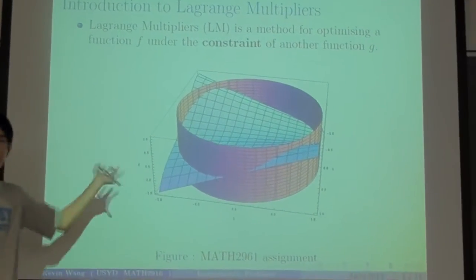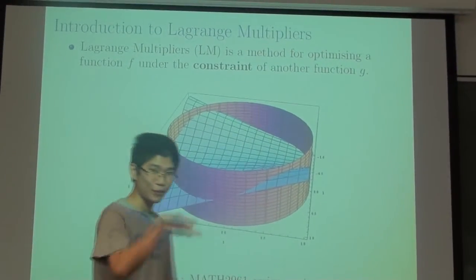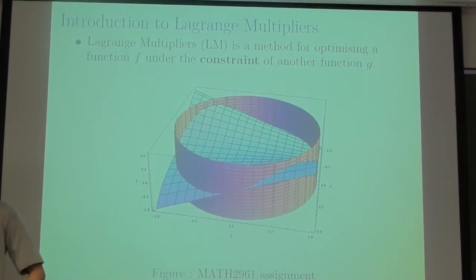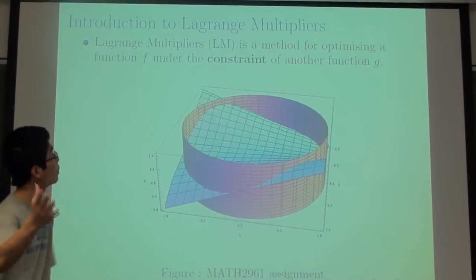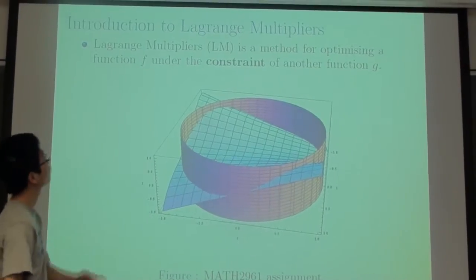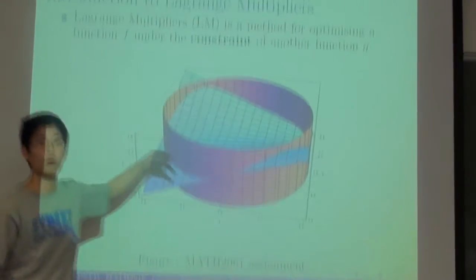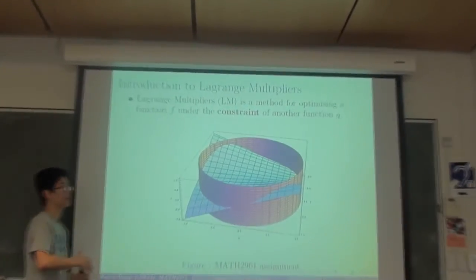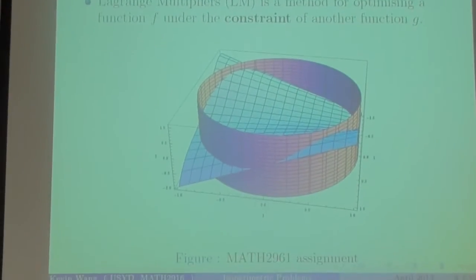Okay. So in a problem, you have a surface in space, and what you're trying to find is the maximum or minimum point within a domain. The domain you have is the constraint. The function you're trying to maximize is of course the surface. And we'll actually look at how to solve this problem with Lagrange multipliers.